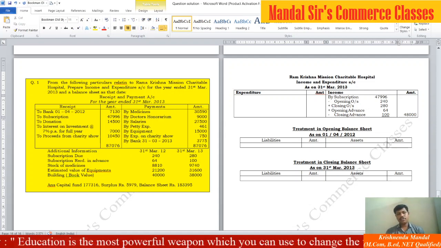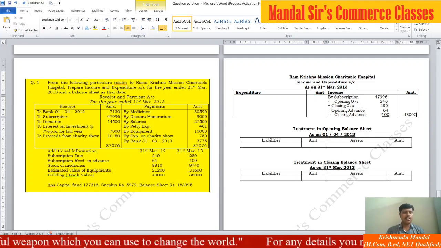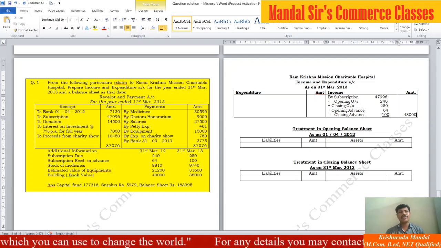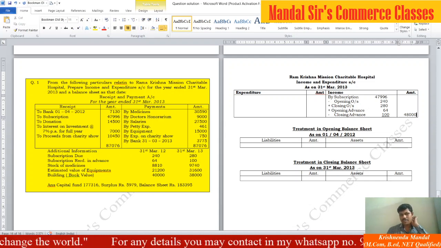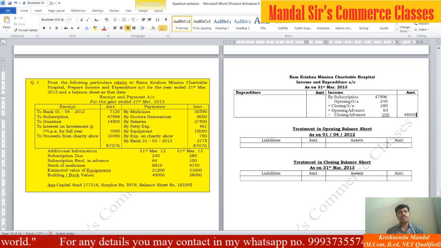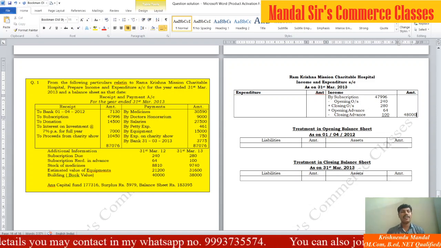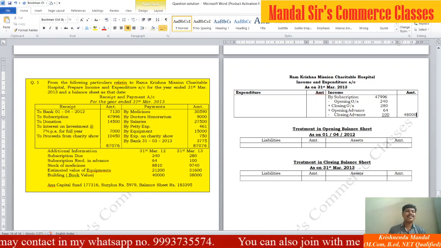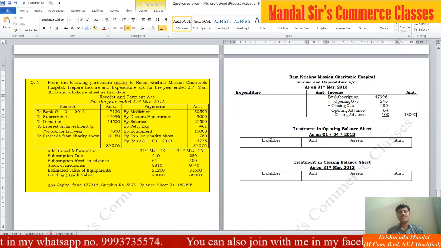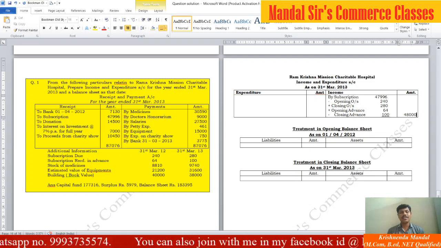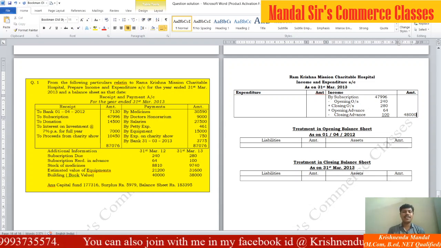For the point of donation, I had already told you earlier that if before donation or after donation nothing is mentioned, then it is treated that the donation is of revenue nature. That means it is a general donation. But if in front of donation it is mentioned, like donation for building, donation for hall, donation for any specific item, then it is treated as a specific donation, and a specific donation is always written in the closing balance sheet on the liability side.